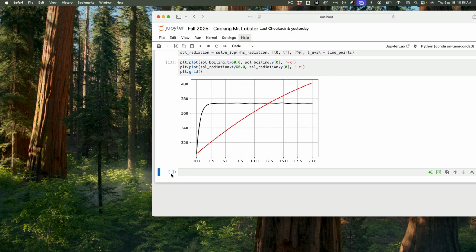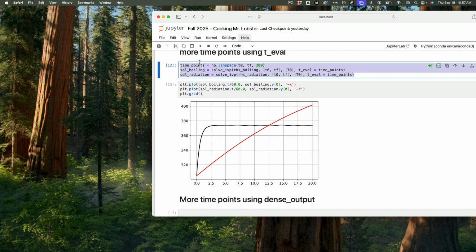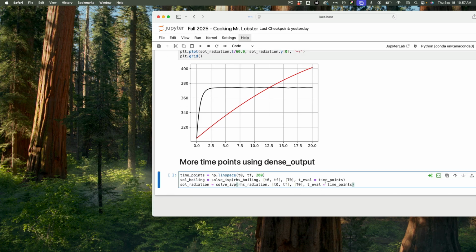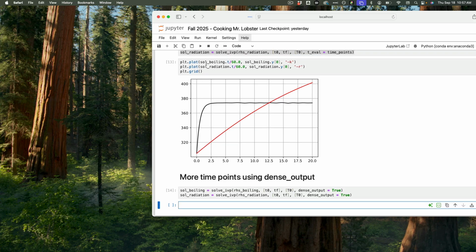Again, more time points using dense output. Okay, so now I'm actually going to copy this and paste it here. But now I don't have t-eval. I have dense output equal true. Dense output equal true. Okay, so now if I'm back here and I plot, I'm going to plot these.